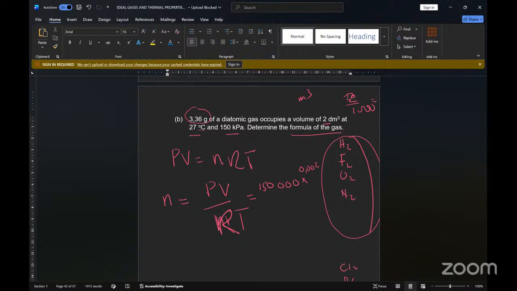You have to be very careful with this calculation, because if you miss one thing, you are not going to get it right. Then our R is what? 8.31. Our temperature is 27. So it's going to be 27 plus 273. Okay, and that gives you 300. So times 300. Okay, so let's see whether we got it right.